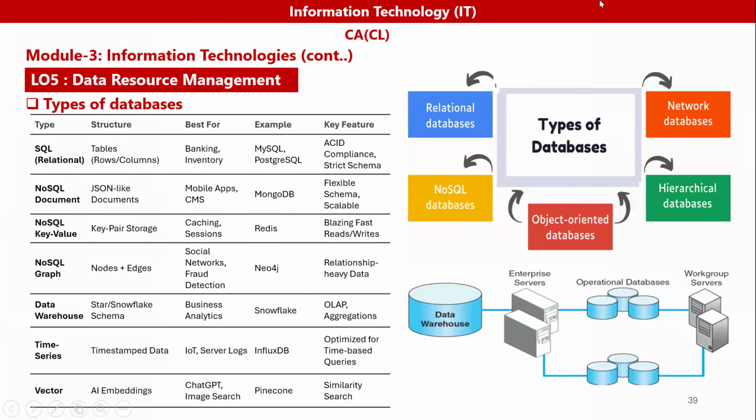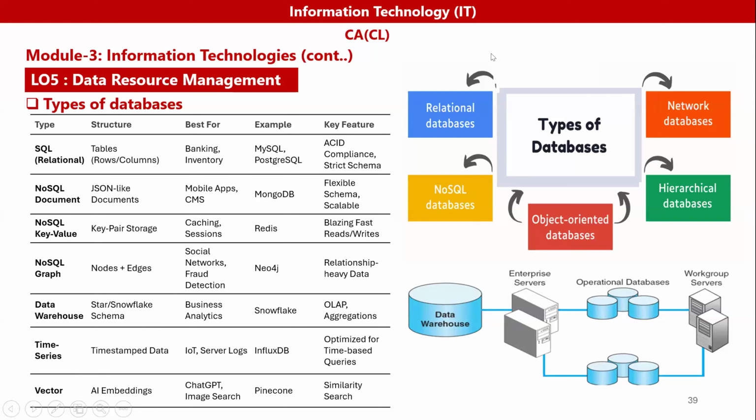Look here, types of database. We have seen SQL, that means relational, with tables, rows, and columns, best for the banking industry, inventory management, SQL, MySQL, etc. And NoSQL document, for example document stores and mobile apps, etc. Then there is the data warehouse, where business analysis is done, time series, and so on.